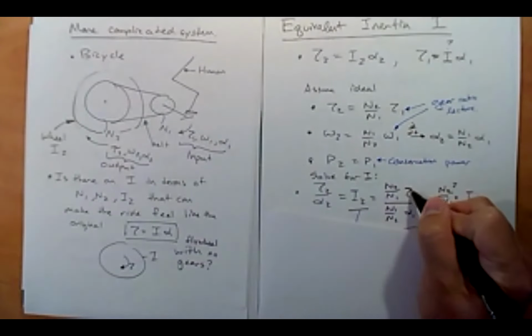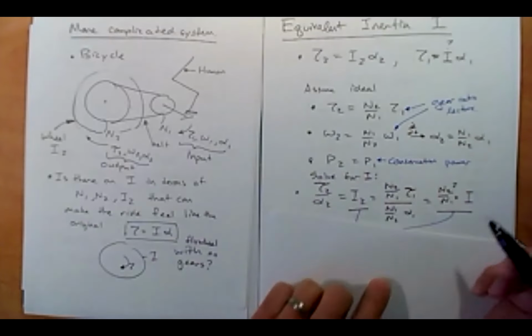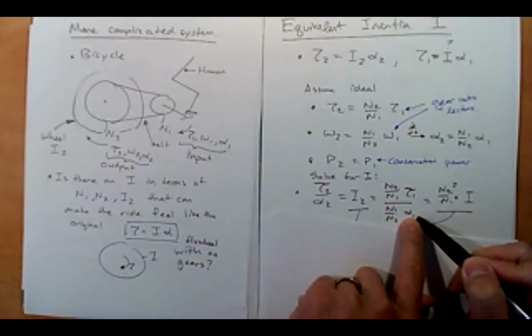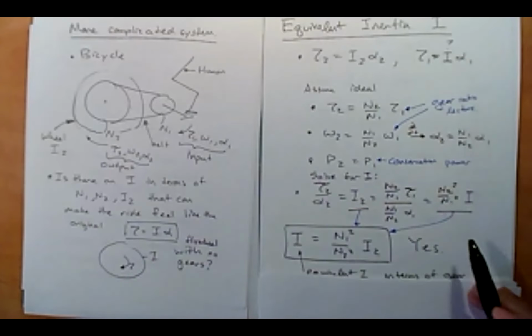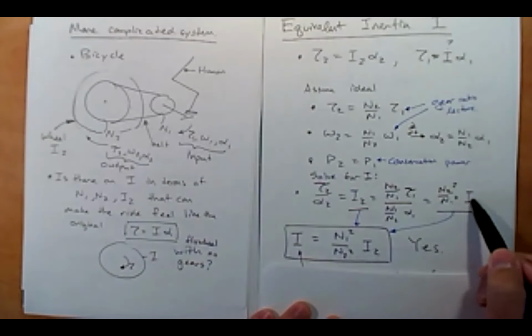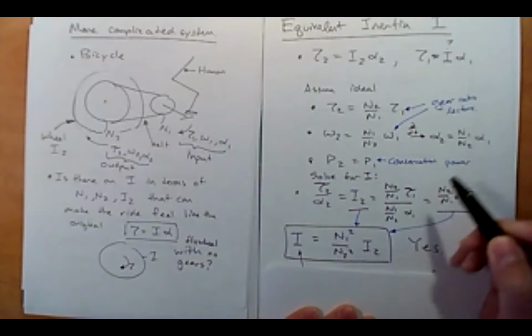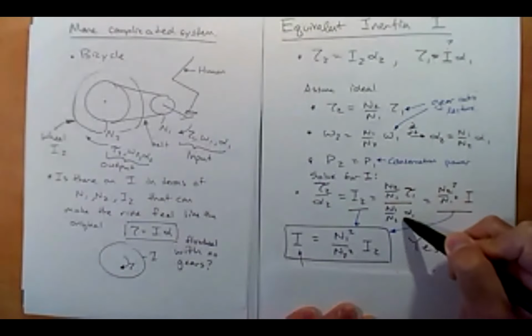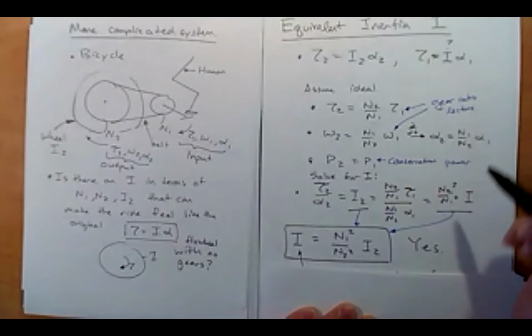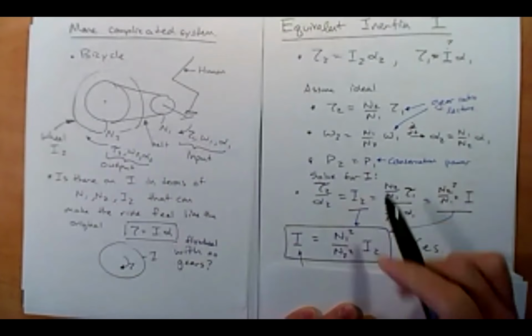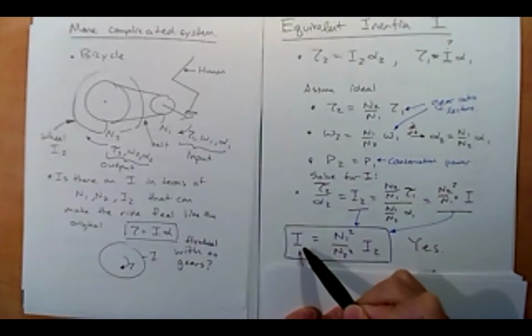Okay, so this is nice. This shows us a relationship between I and, look, torque 1 and alpha 1. If I solve for torque 1 over alpha 1, what do I get? I'm going to get that I is the same as N1 squared over N2 squared times I2. Interesting, right? So if I replace this torque 1 over alpha 1 with the unknown I, and I solve for this I and bring these over here, I get N1 squared over N2 squared times I2 equals that I.